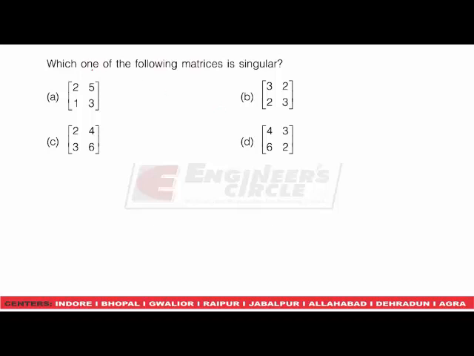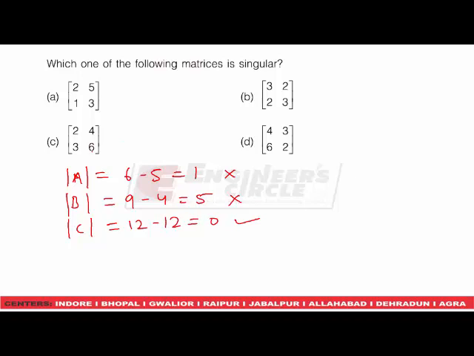The next question is, which one of the following matrices is singular? For a singular matrix, the determinant should be 0. So we have to just find the determinant of the matrix. So the determinant of the first matrix is 2 into 3 is 6, minus 5 into 1 is 5, that is 1. So it is not singular. The determinant of matrix B is 3 into 3 is 9, minus 2 into 4, that is 1. Next C, 6 into 2 is 12, minus 4 into 3 is 12, equal to 0. So it will be our answer, that is C option.